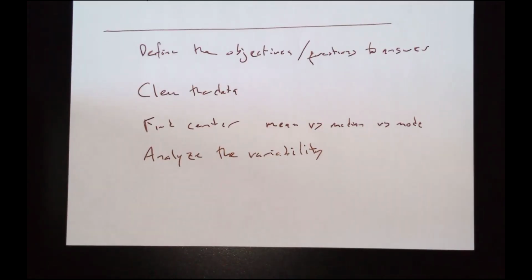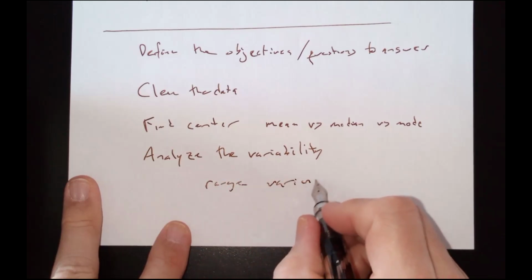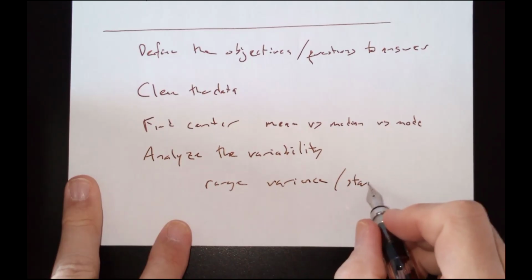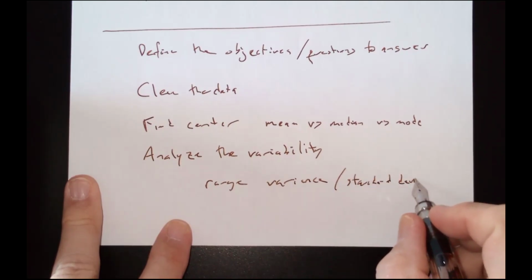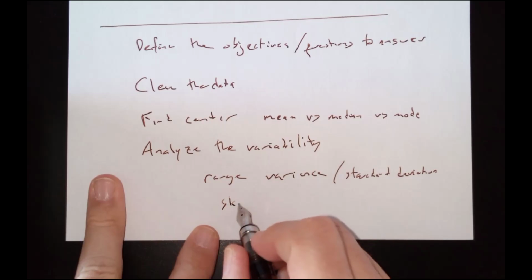And that means looking at range, variance, or standard deviation. Now, variance and standard deviation are associated with mean. If I'm not using mean, that's not going to be helpful in the same way. There are variability measures for the median. We'll talk about them in stats next semester. It might also be useful here to look at skew and or kurtosis.